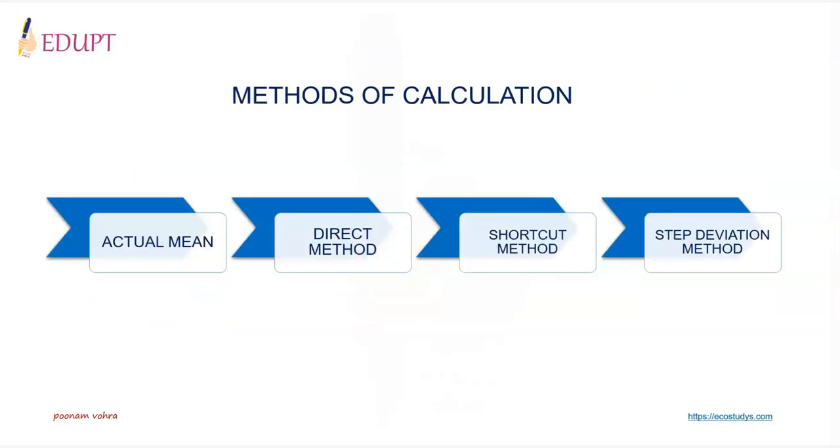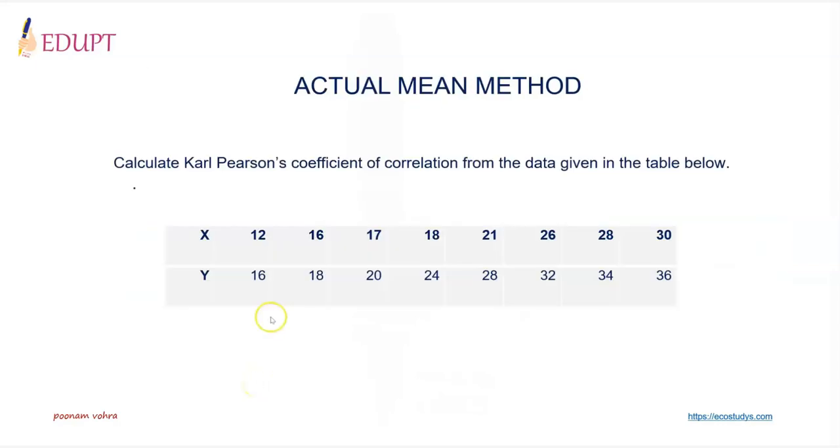According to Karl Pearson, correlation can be calculated by four methods: 1. Actual mean method, 2. Direct method, 3. Shortcut method, and 4. Step deviation method. We shall begin with the actual mean method of finding coefficient of correlation. Now have a look at this illustration where the values of two variables x and y are given. One needs to find out Karl Pearson's coefficient of correlation by the actual mean method.